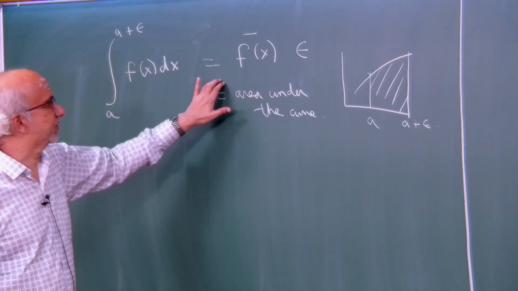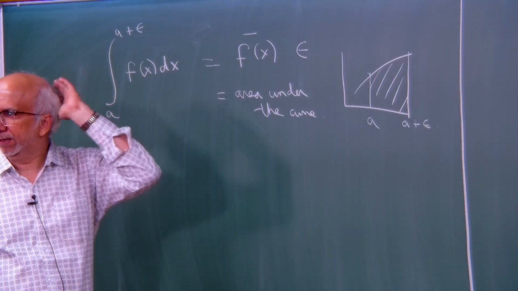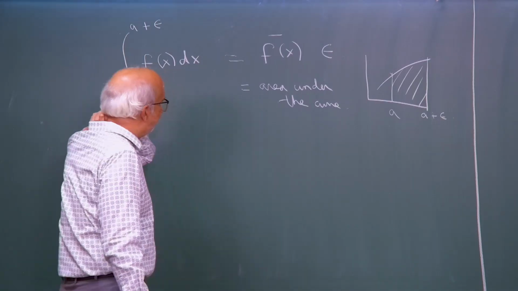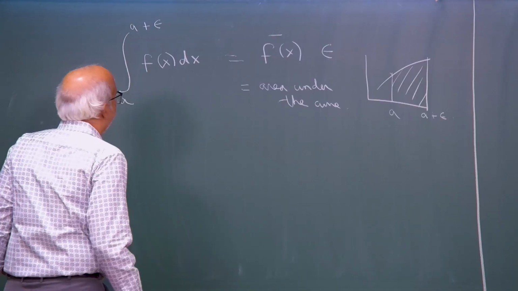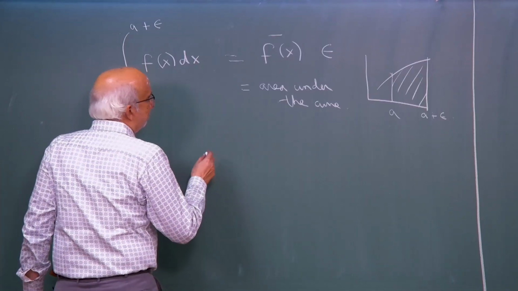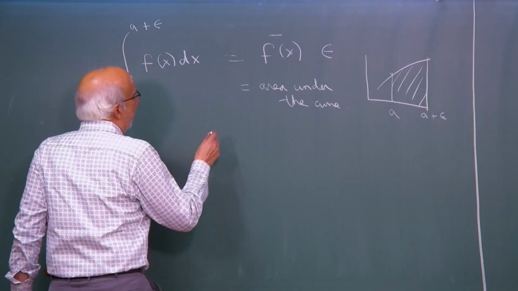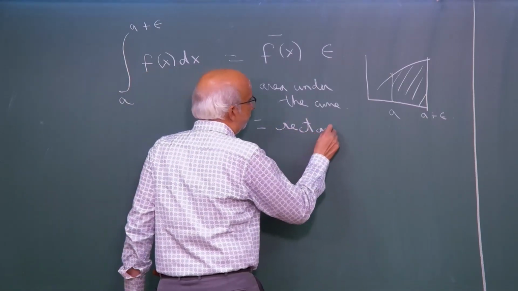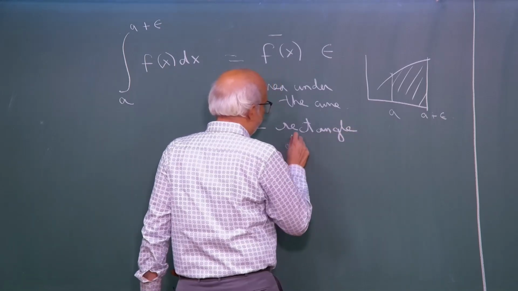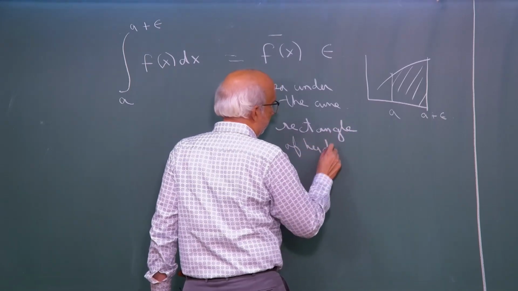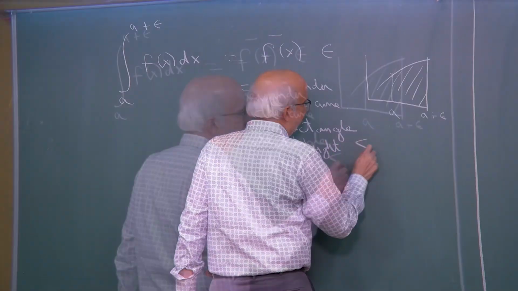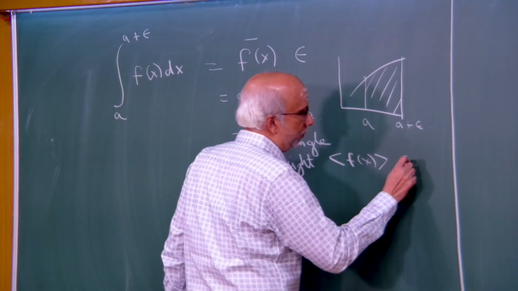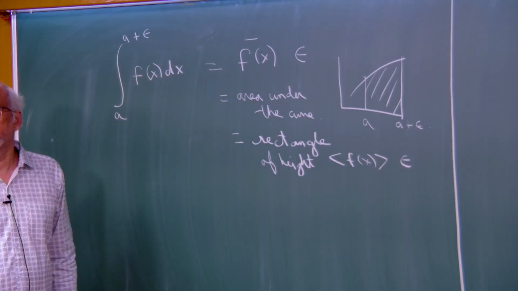We are going to use this later on in whatever we are going to see today. So, this curve is approximated by a rectangle of height average of f of x in that interval a to a, multiplied by epsilon.